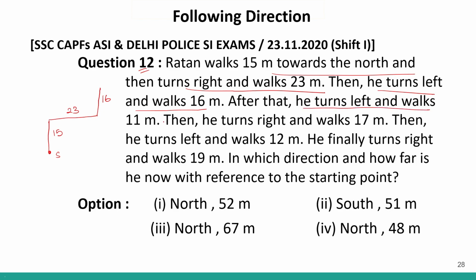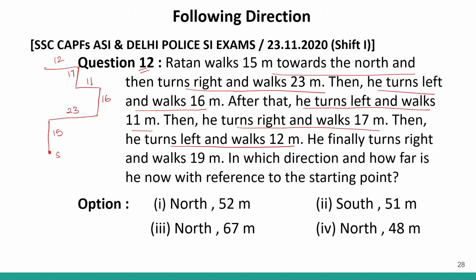After that, he turns left and walks 11 meters. So left and 11. Then he takes a right turn and walks 17 meters. So here again right and 17. Then he turns left and walks 12 meters. So from here he's going left 12 meters.